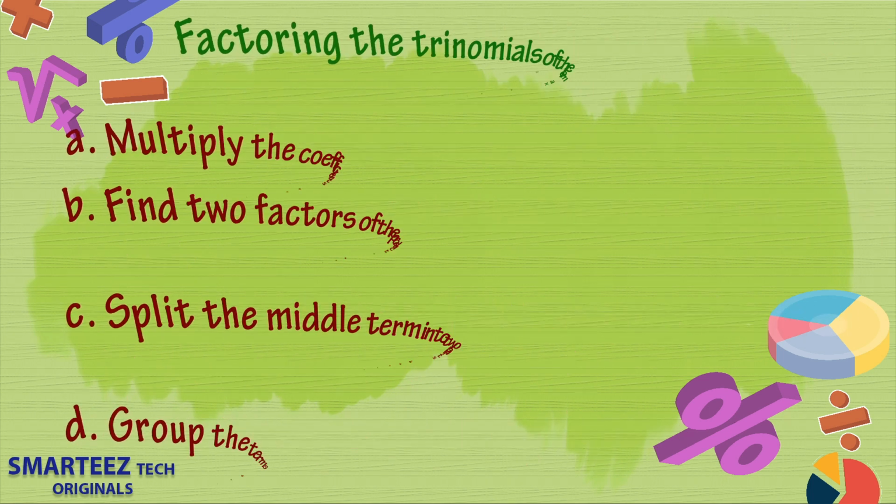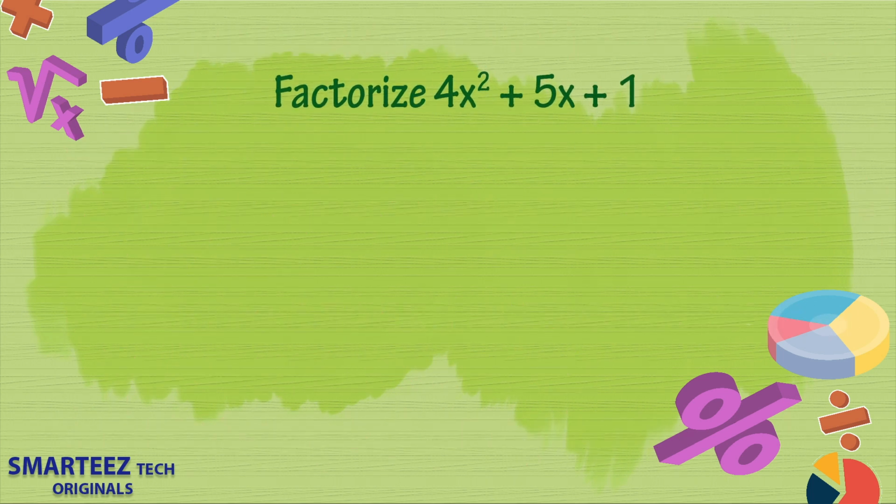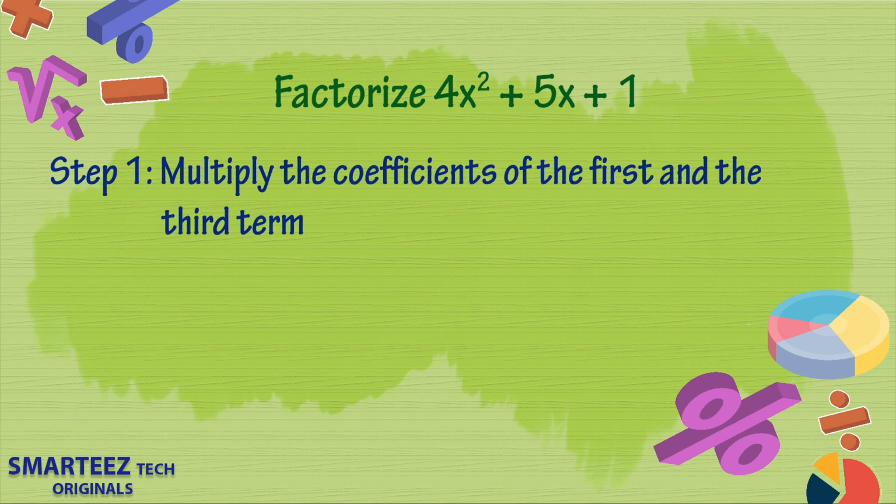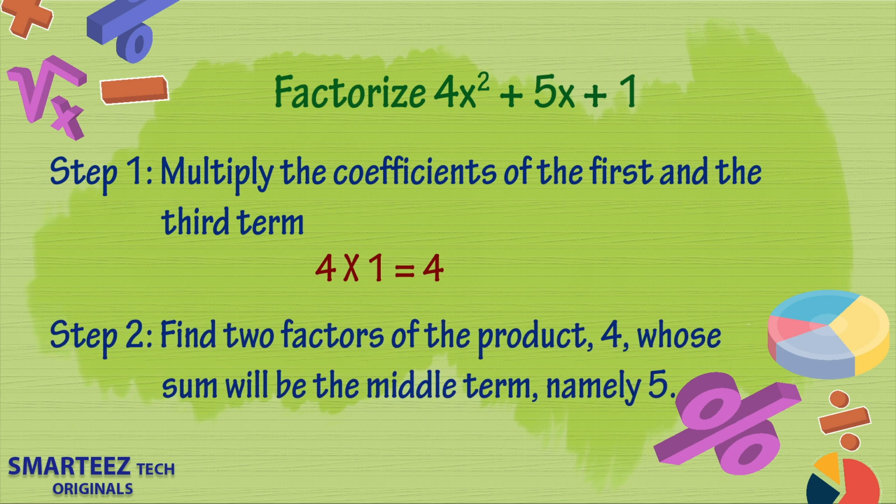Let's look at an example. Factorize 4x² + 5x + 1. Solution. Step 1. Multiply the coefficients of the first and the third term and find the product. That will be 4 times 1, which equals 4. Step 2. Find two factors of the product 4 whose sum will be the middle term, namely 5. The two factors will be 4 and 1, since 4 + 1 equals 5.